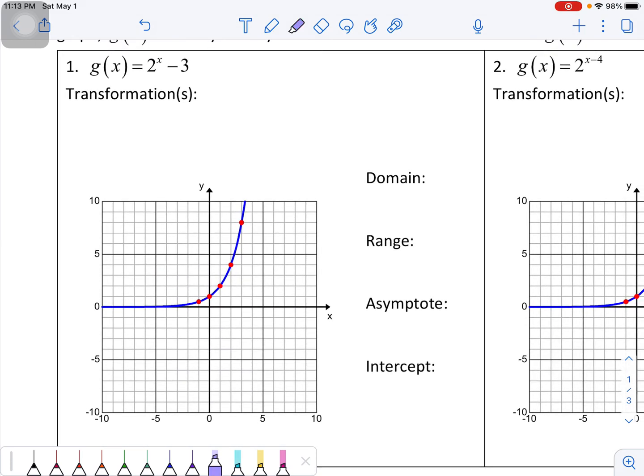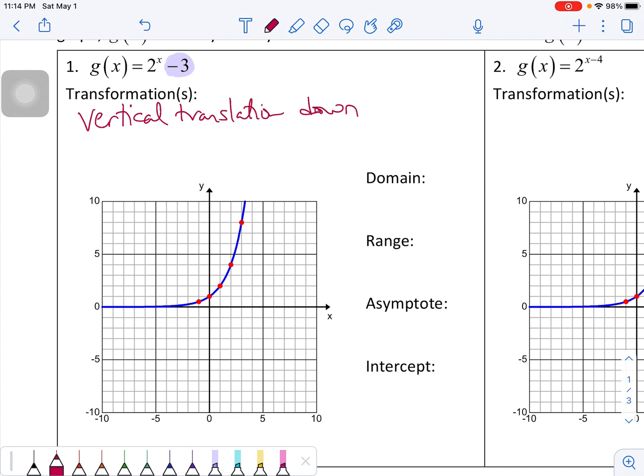And the first thing I'm going to do is look at this function, and right here is 2 to the x, but here's how we've changed it. We've subtracted 3 from it. So what does subtracting 3 from the entire function do? This is a vertical translation, and that would be minus is down. Wow, that's horribly written. Let me try that again. There we go, slightly better. Down 3 units. That's the only transformation that's in this problem.